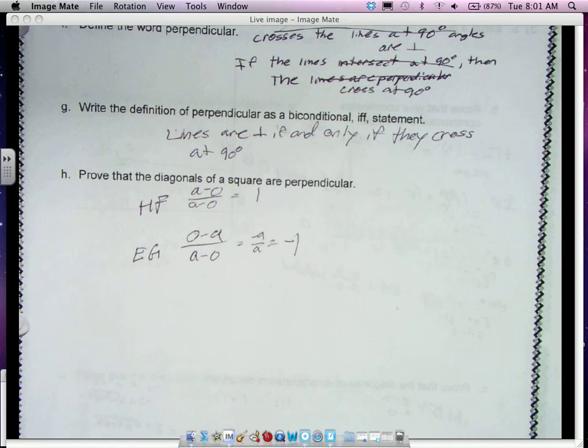Lines are perpendicular if and only if they cross at 90 degrees. So we had to prove that the squares' diagonals were perpendicular. So we used slope to figure out perpendicular, right? We talked about this every morning for the warm-ups, what we use. So h to f is 1, and e to g is -1. So they are opposite reciprocals, right? 1 over 1, the opposite of that is 1 over -1.